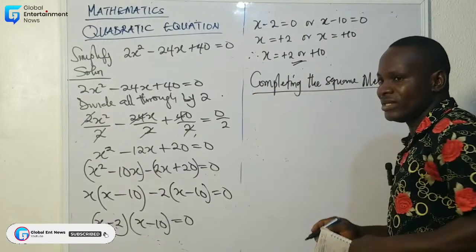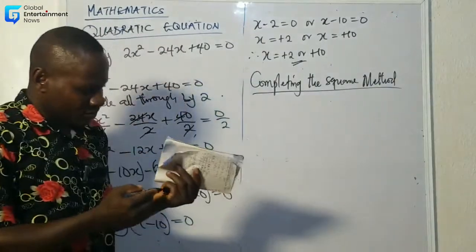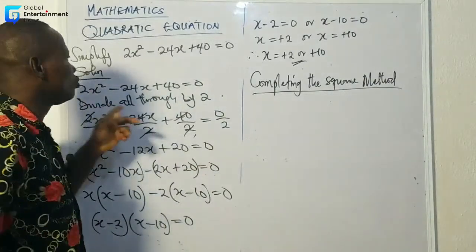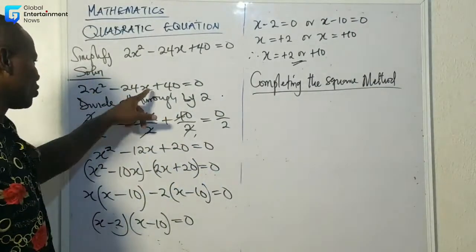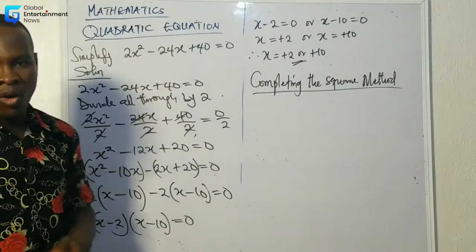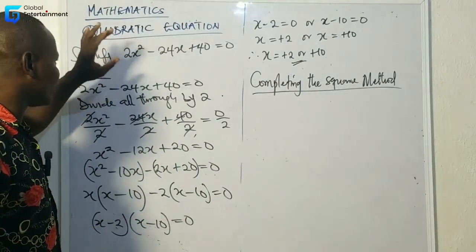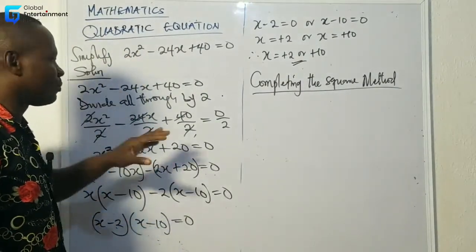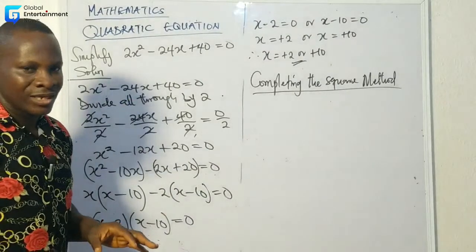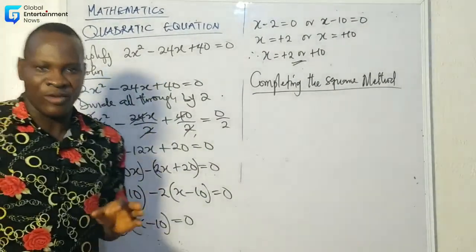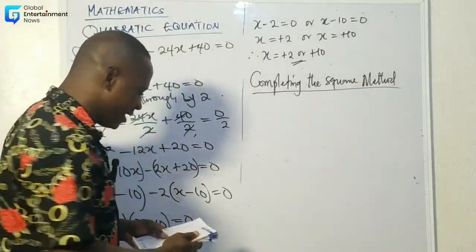Completing the square method, there are some questions that if you try to use the factorization method, it will not work. So any quadratic equation that gives you a problem like that, you either use the completing the square method or the formula method. Now let's try this question.